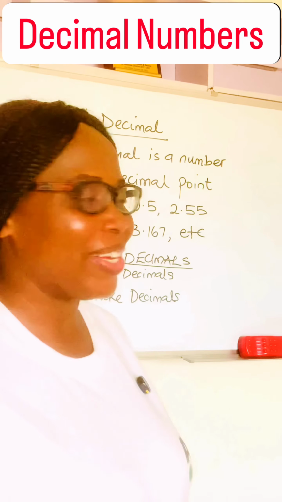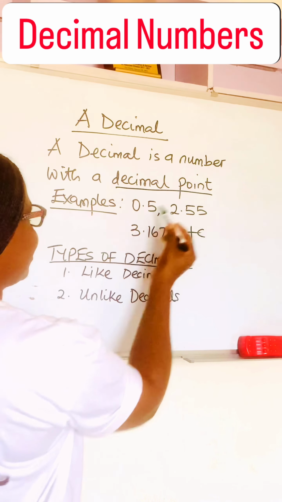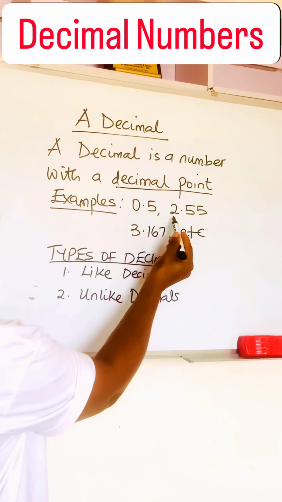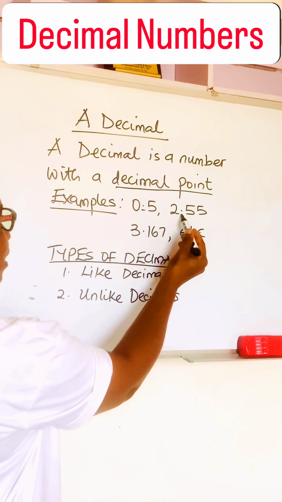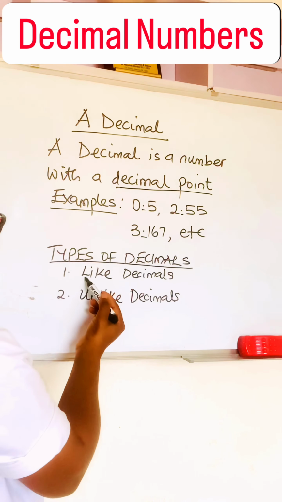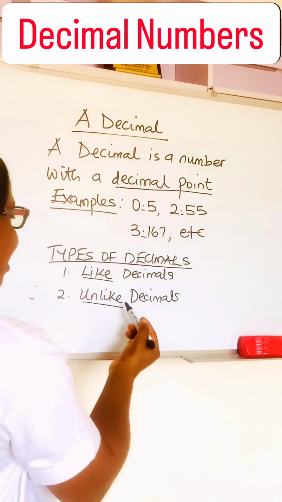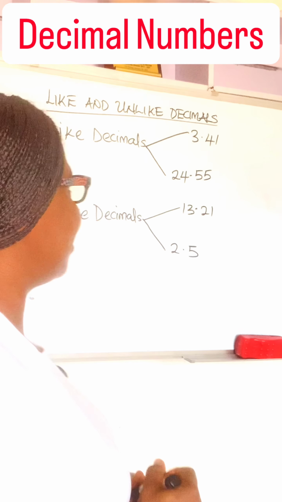What is a decimal? A decimal is a number with a decimal point. These are the examples: 0.25, 2.55, 3.167. So these are decimal points. Now we have two types of decimals. We have the like decimals and the unlike decimals. Now let me show you examples of like and unlike decimals.